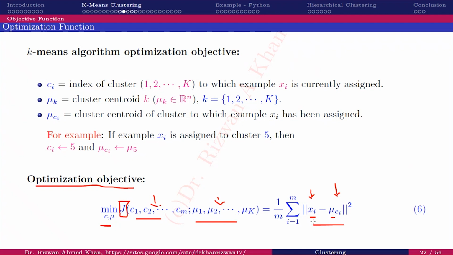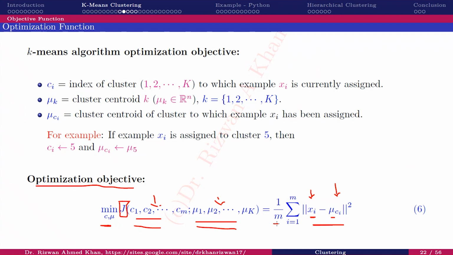What we are trying to do with this objective function is minimize the distance of any point to the cluster centroid to which it is assigned. In other words, we are trying to move the cluster centroid as close as possible to the points, right? So this is the objective function of two variables, C's and mu's. C is the index to which a point is assigned and mu is the cluster centroid, right? And we are trying to minimize over all the data points.